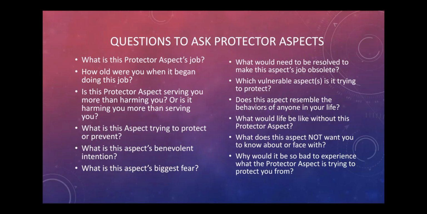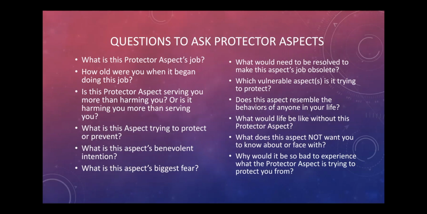And what would need to be resolved to make this aspect's job obsolete? When we think about protector aspects, they have a certain job that they're doing, and we can't just take them off of that job without having certain consequences. What we have to do is resolve the roots of the shadow first. Then that aspect no longer needs to do those things. Whenever you see a protector aspect doing a particular job for you, it's probably serving you in certain ways.